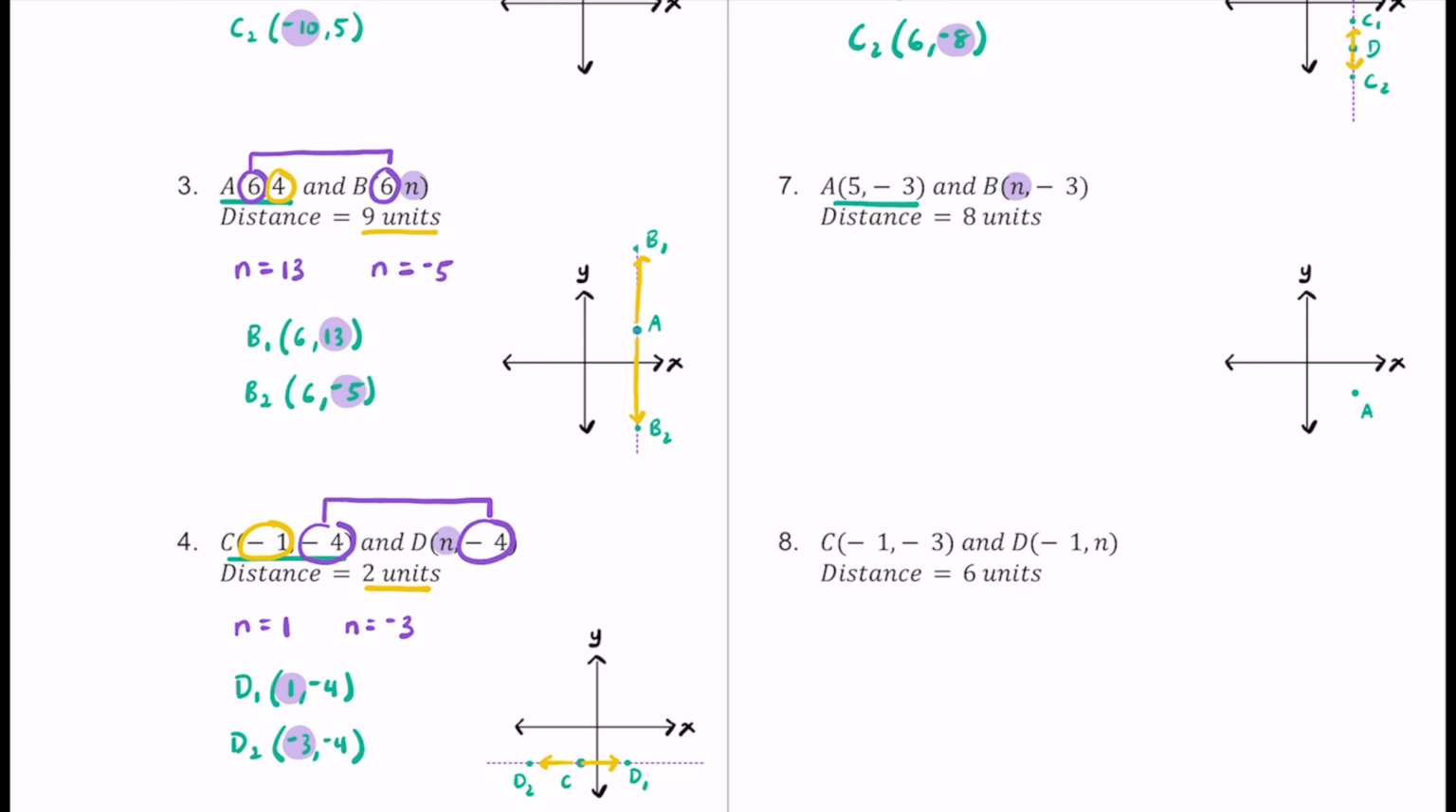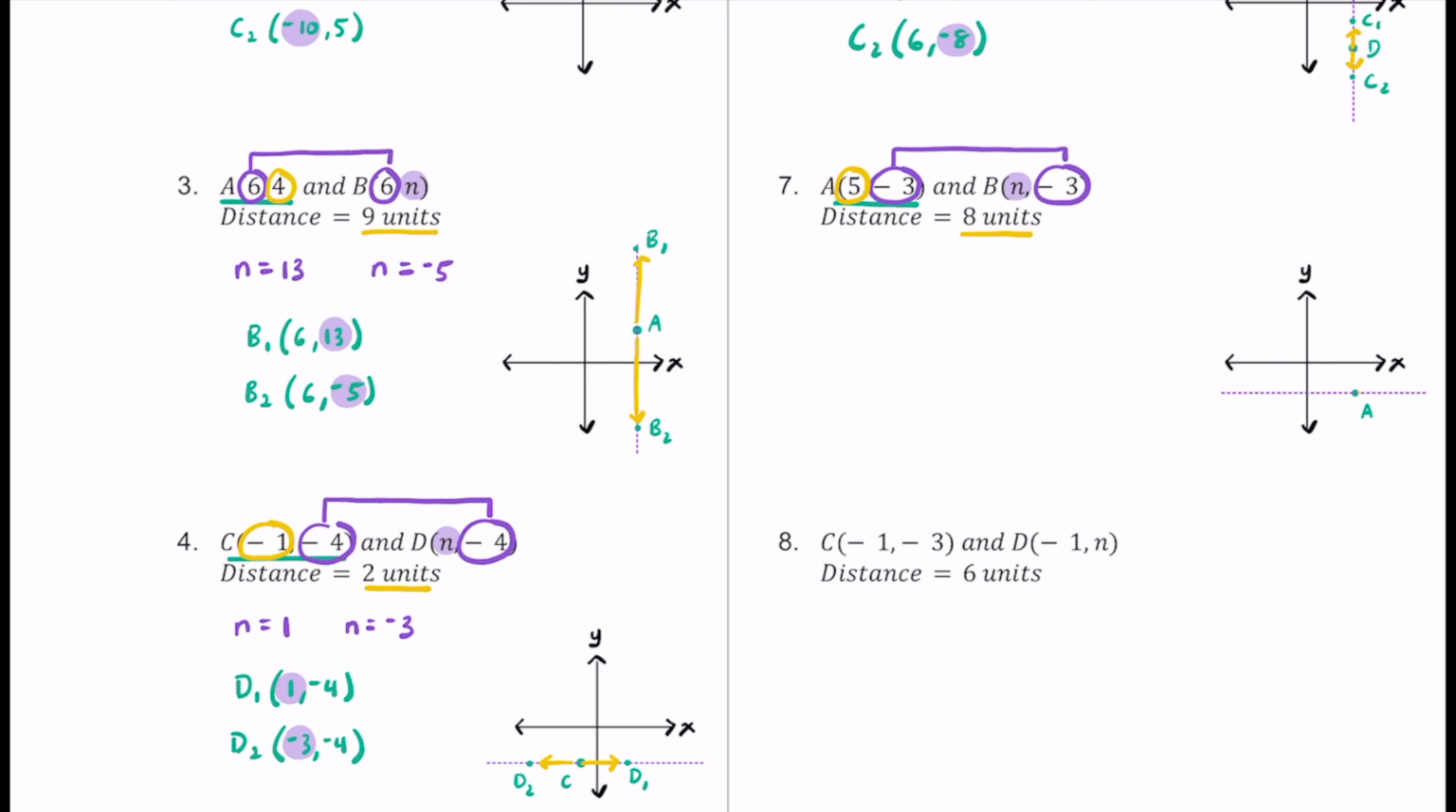And let's see if B is going to be above and below it, or to the left and to the right. Let's go ahead and see, they have matching y values of -3. So if their y values match, that tells us these 2 points are going to be left and right of each other. All right, so we do have this value of 5. That's where we're starting from, and we have to move 8 units to the left of it and 8 units to the right of it.